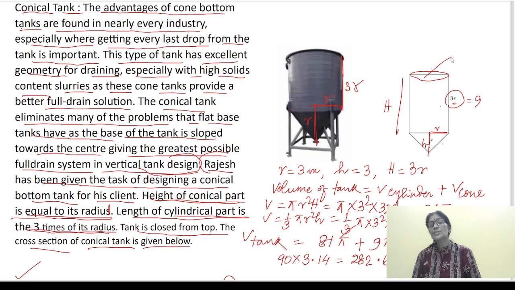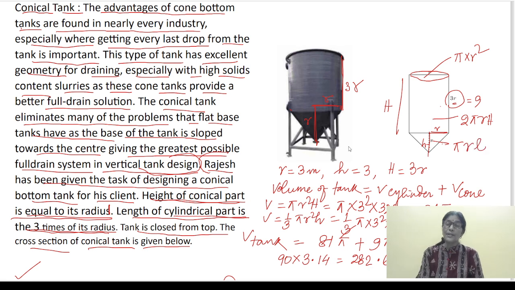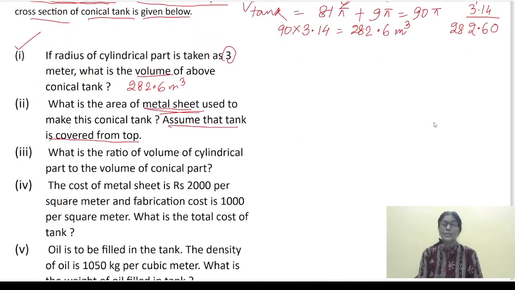The area of this is the same as a circle, so it will be pi into r square. And for the curved surface area, the cylinder's is 2 pi r h, and the curved surface area of this cone is pi r l. So we have to first find the slant height. First find the slant height. So the slant height, for this cone, I'm better off drawing a diagram.